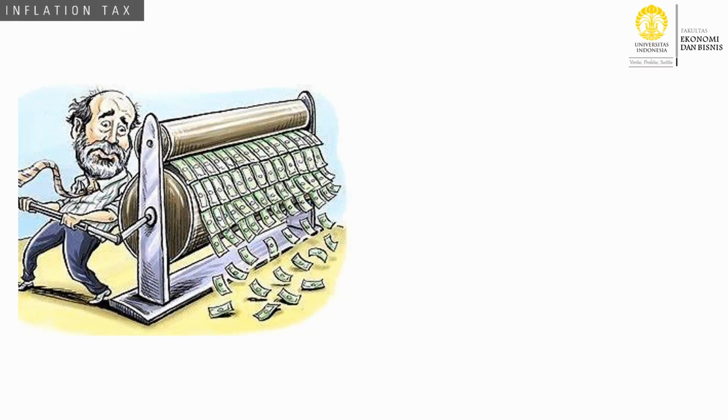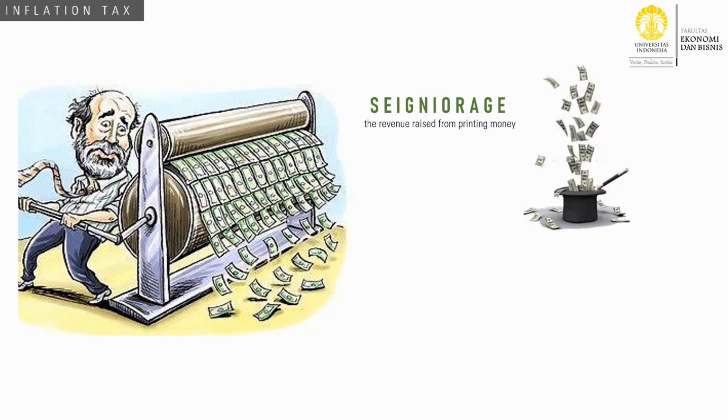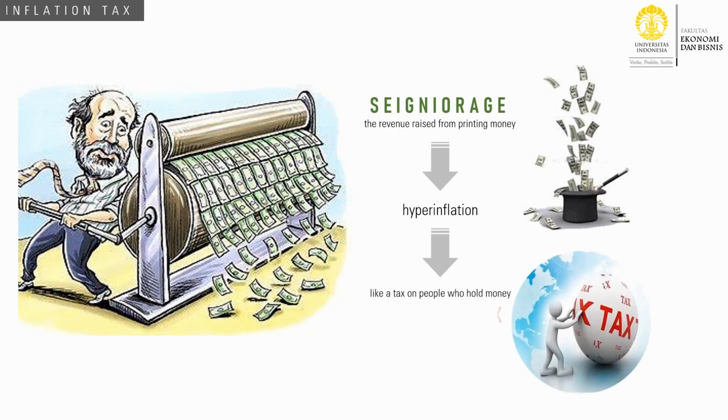Then, with the knowledge of monetary neutrality and the certain rapid fall of money value due to inflation, why do countries still print so much money? The answer is because these countries can pay for some of their spending by printing money. The revenue raised from printing money is called seigniorage. And since it surely results in inflation, and even a rise in inflation or hyperinflation, it is like a tax on people who hold money. That is why seigniorage is also said to be obtained through a so-called inflation tax.